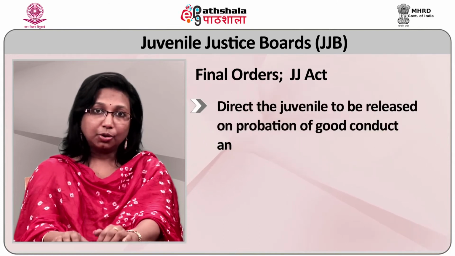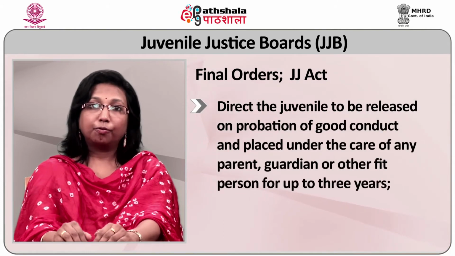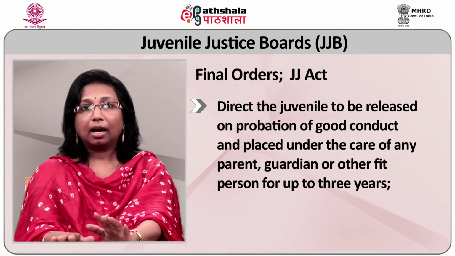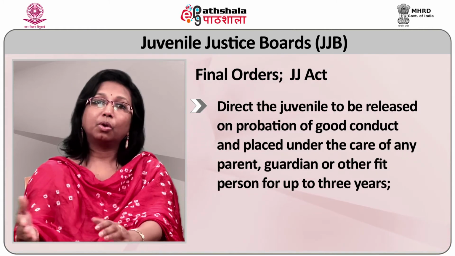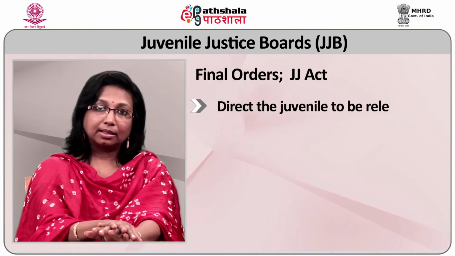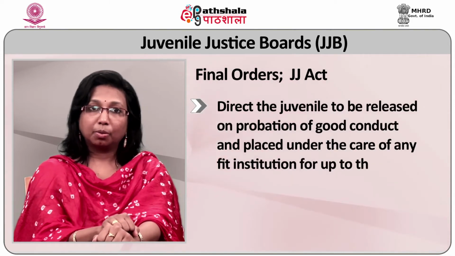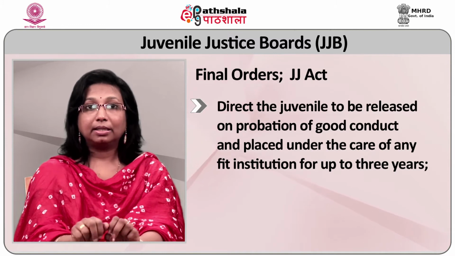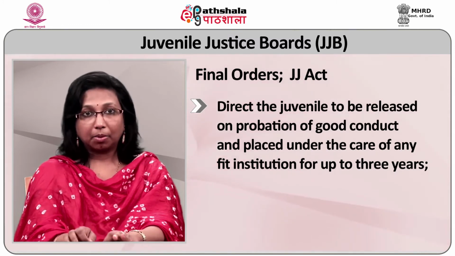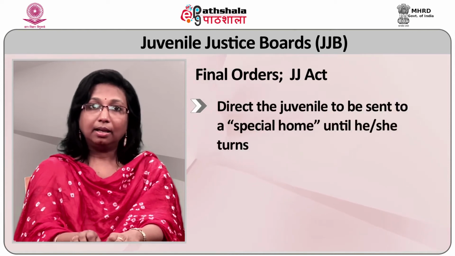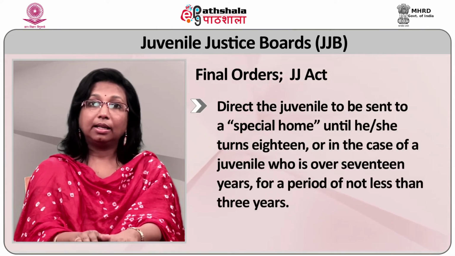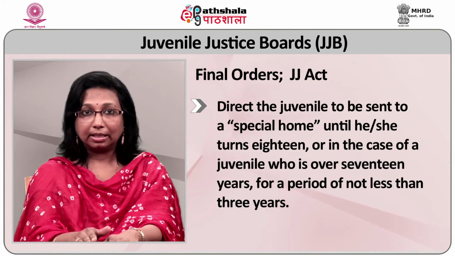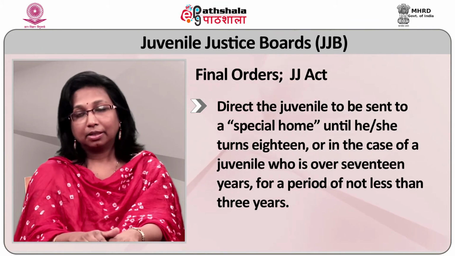Fifth, direct the juvenile to be released on probation of good conduct and placed under the care of any parent, guardian or any other person called a fit person for up to a maximum of 3 years. Sixth, direct the juvenile to be released on probation of good conduct and placed under the care of any fit institution for up to, again, a maximum of 3 years. Seventh, direct the juvenile to be sent to a special home until he or she turns 18, or in the case of a juvenile who is over 17 years, for a period of not less than 3 years.